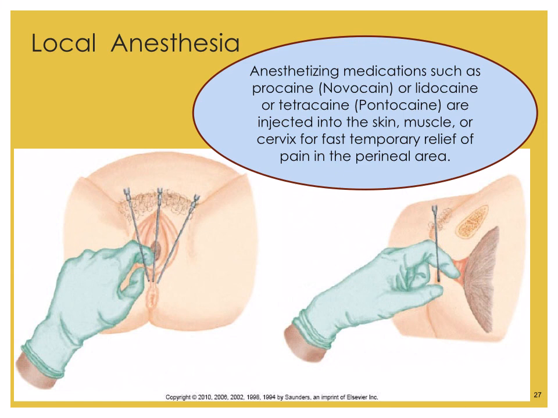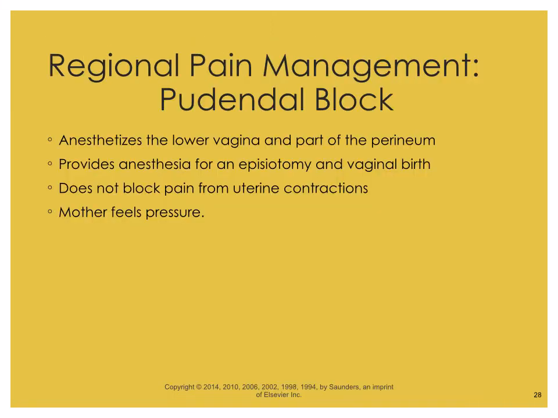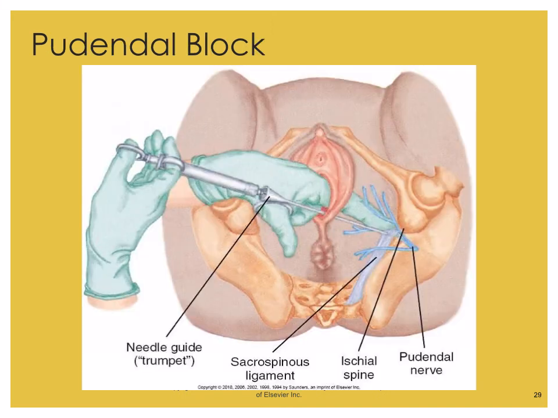Anesthetizing medications such as Novocaine or lidocaine are injected into the skin, muscle, or cervix for fast temporary relief of pain in the perineal area. Other regional blocks include a pudendal block, which anesthetizes the lower vagina and part of the perineum, typically administered prior to an imminent birth. It provides anesthesia for an episiotomy and a vaginal birth, but does not block pain from uterine contractions. So we expect our patients to still be experiencing pain from their uterine contractions, but have a more numb or muted sensation in the vaginal area after this administration. Moms will feel pressure, which is absolutely normal.